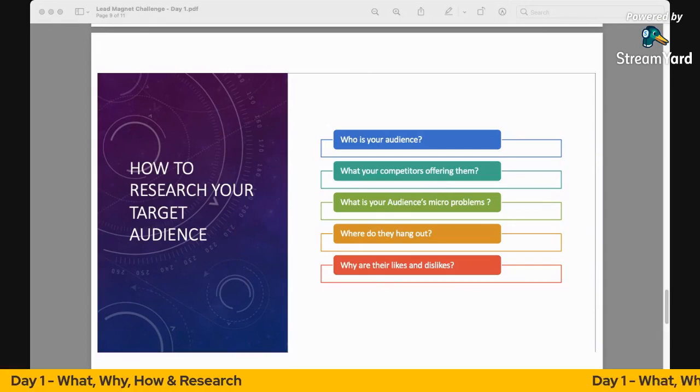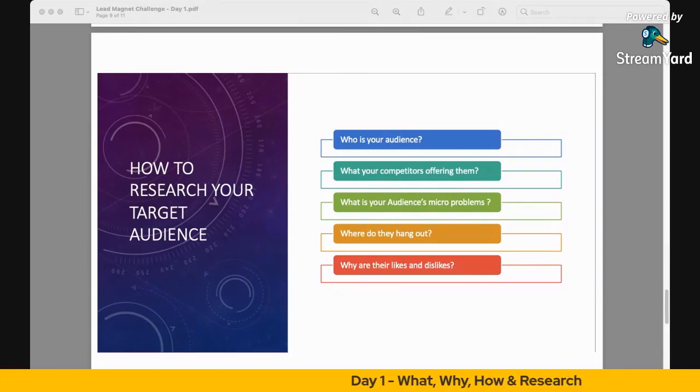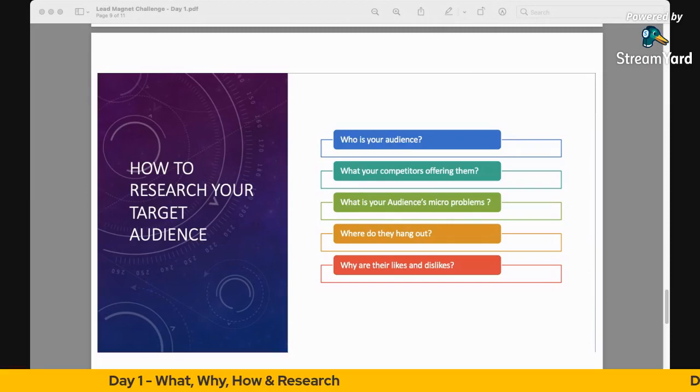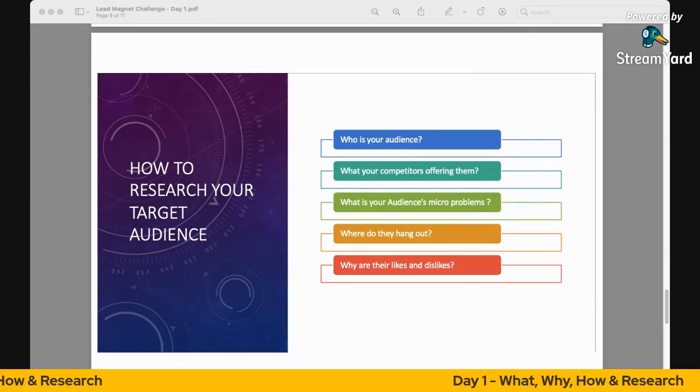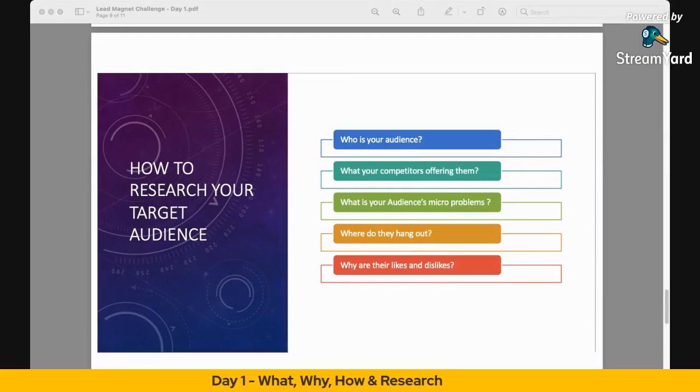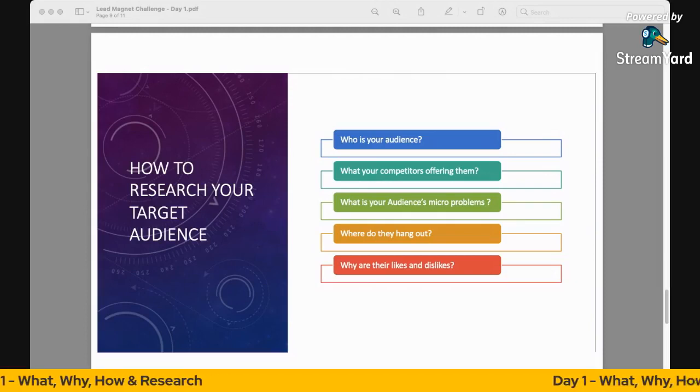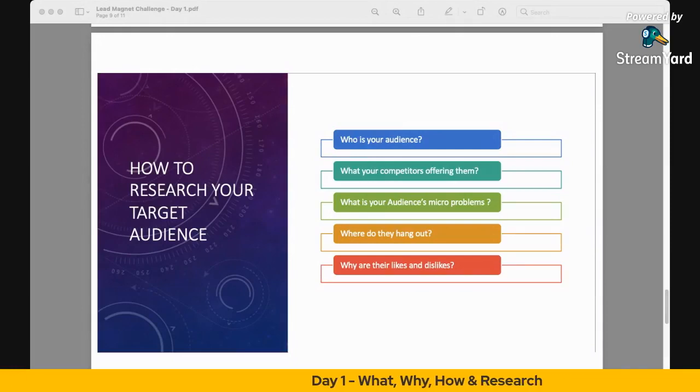This is how you will research your target audience. Who is my target audience? Who's your target audience in this case? And what are your competitors offering them as part of a lead magnet, or even a low-end product? It could be a self-liquidating funnel. We call it SLP, self-liquidating product, which is a minimum value product so that it liquidates itself.